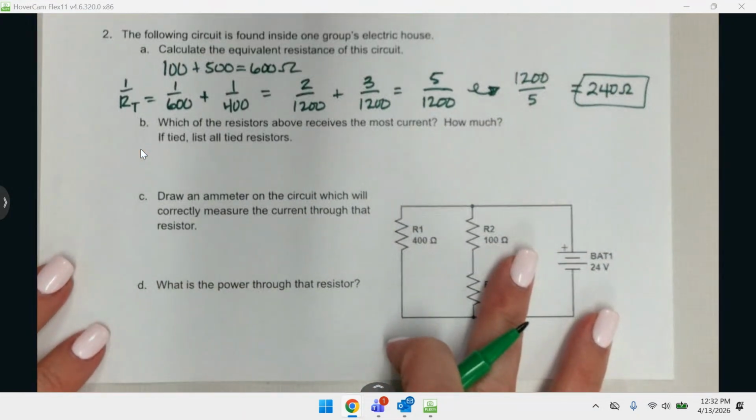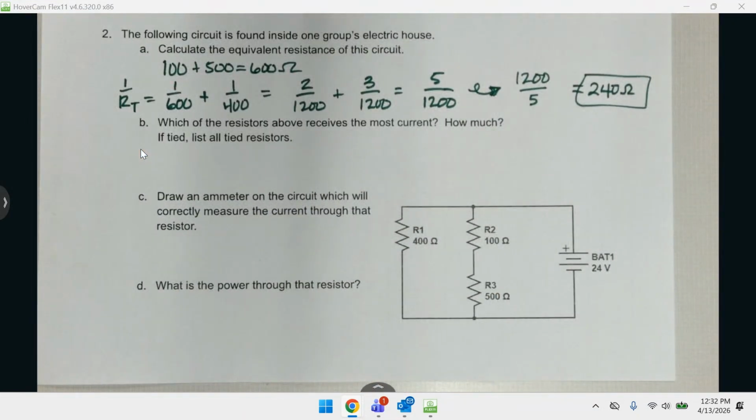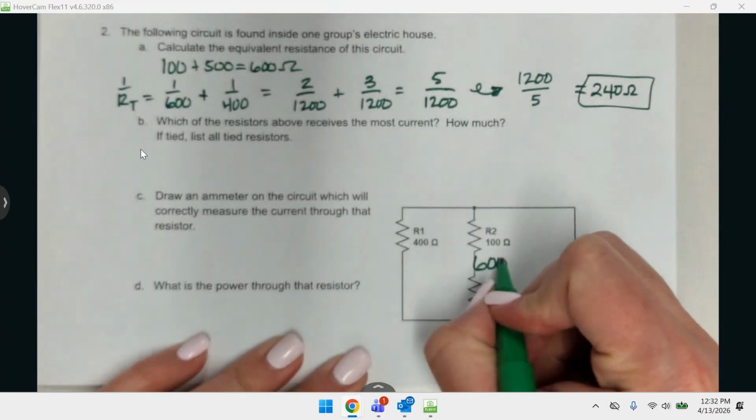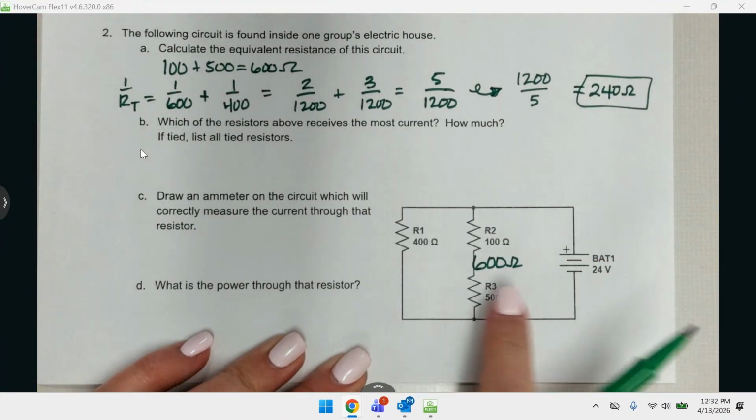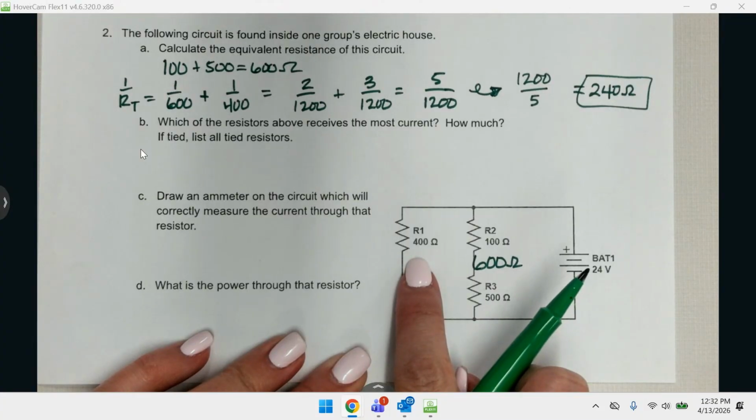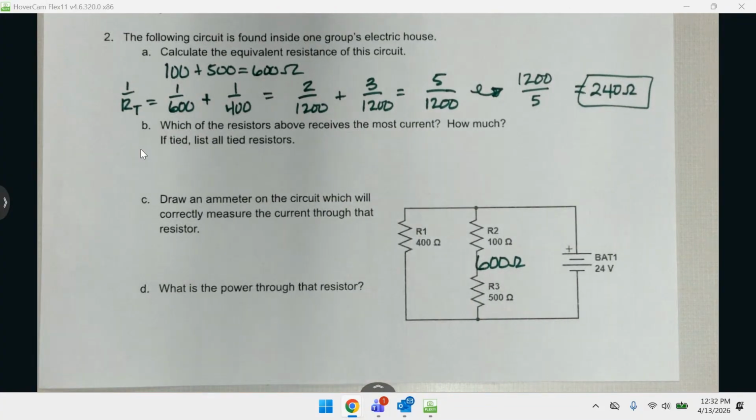All right, part B. Which of the resistors above receives the most current? How much? If they're tied, list all the resistors. Okay, so I do know that my current will split according to the resistances on each branch, and I do know that my current will prefer the path of least resistance. So since the total resistance on this branch is 600 ohms, I do know that this one will have more current going through it. But since I don't know the total current, I need to get that first.